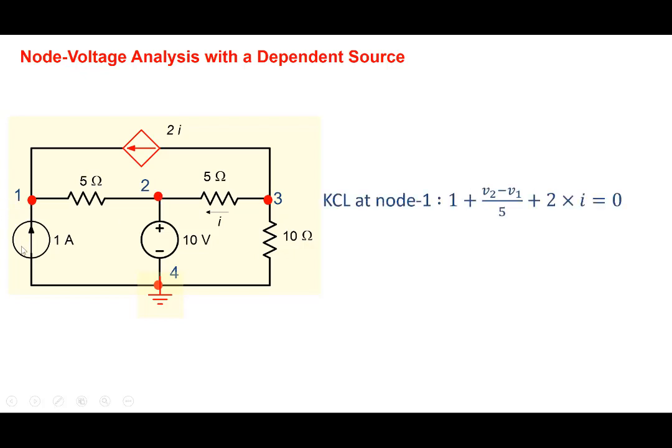KCL at node 1, current entering is 1 ampere from here, V2 minus V1 by 5 from the right hand side. And from the top here, the current entering is 2I. So we have 2 into I equal to 0.